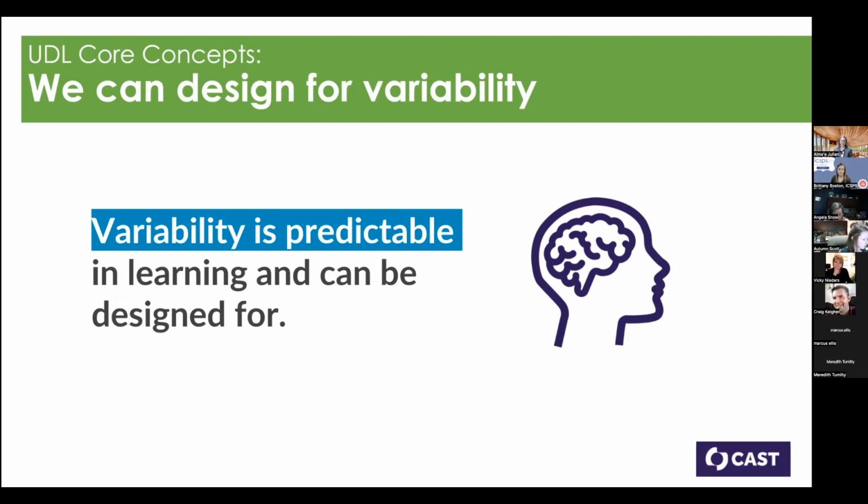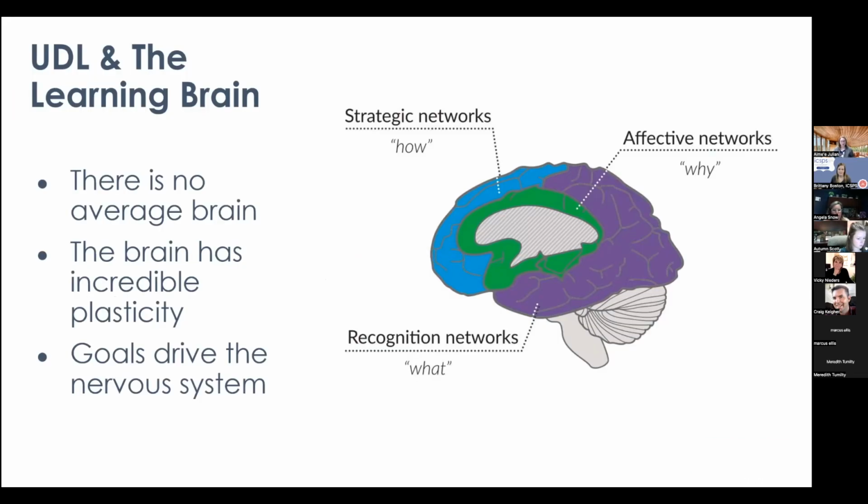They just don't exist. We've got that, yes? Okay. So the UDL and the learning brain: there is no average brain, so that's important. The brain has incredible plasticity, and the plasticity allows it to make those connections and learn.